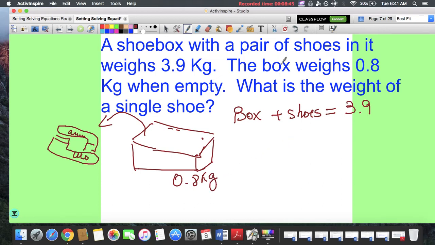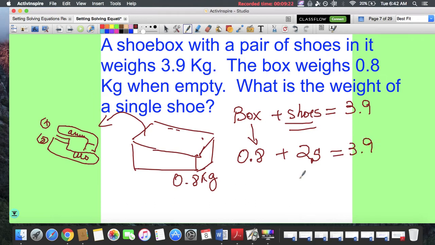So now they're asking, how much does the shoe weigh? How heavy are those two shoes? So I know that if I put the shoes with the box together, it's 3.9. Now, just the empty box by itself is 0.8. And how many shoes do I have here? I have 1 shoe, I have 2 shoes. So 0.8 plus 2 shoes, and I'm going to use S for shoes. 0.8, which is the box, plus 2 shoes equals 3.9 kilograms.